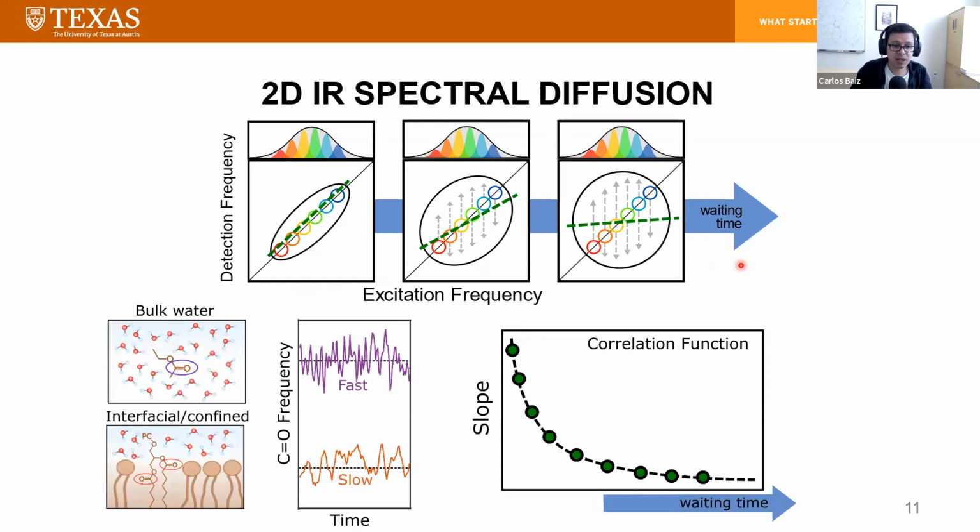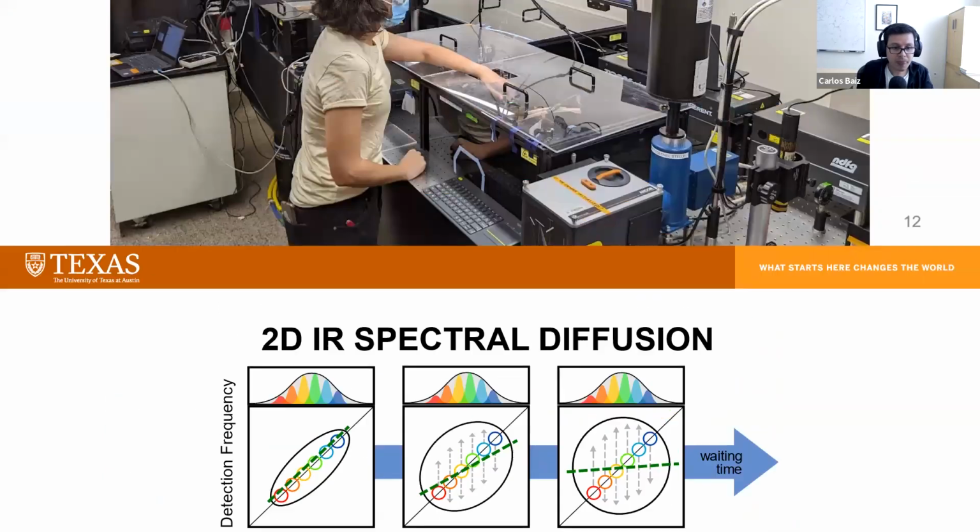What we measure in this technique is a frequency fluctuation correlation function. If you have an environment where the fluctuations in the frequency are fast, that correlation function decays fast. And if you have an environment such as, for example, in a lipid membrane, that correlation decays a lot slower because the hydrogen bonds are more long-lived. That's the powerful thing about this technique, and it's what enables us to measure the dynamics in either interfacial or confined environments, and understand how the environment is linked to how molecules evolve within these environments.